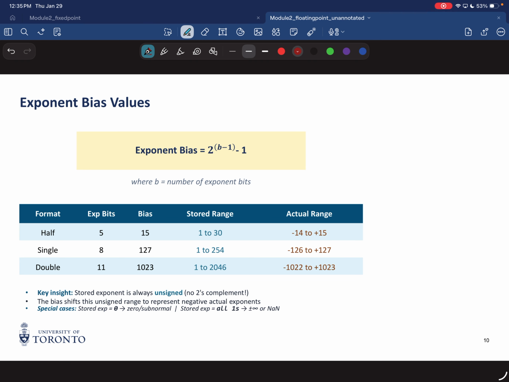So for our FP32, we learned that the bias is always 127, to just bring it to positive. If we had 5 bits and this was our half precision, the bias would be 15. If it was double, it was 1023. So notice that here it says stored range is from 1 to 30, 1 to 254, and so on. But the actual range that you would get is from -14 to +15, -126 to +127.